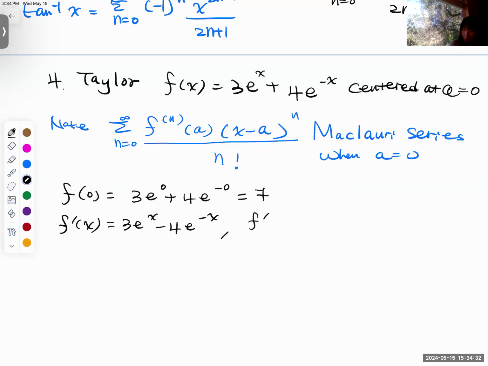Okay, then f prime of 0, what do you get? Thank you very much in the chat. Very good. It's negative 1. Okay, f second prime of x. So we have 3e to the x, positive 4e to the negative x. So f second prime of 0 is the same as the first one, so 7, right? Okay.